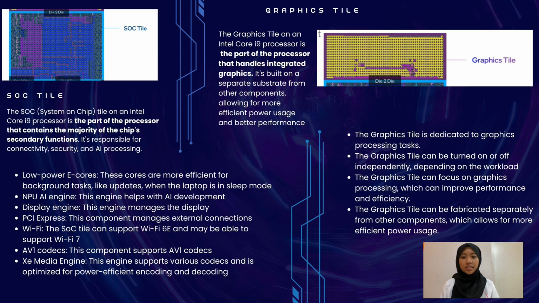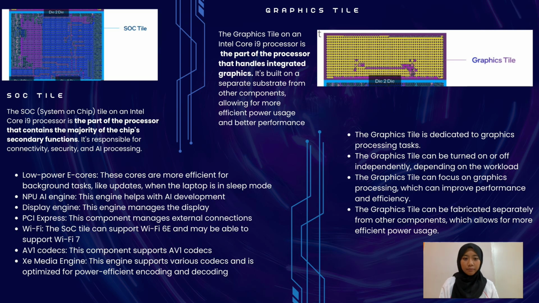The SoC, system on chip, tile on an Intel Core i9 processor is the part of the processor that contains the majority of the chip's secondary functions. It's responsible for connectivity, security, and AI processing. In this tile, there are low-power E-cores, where the cores are more efficient for background tasks like updates when the laptop is in sleep mode.